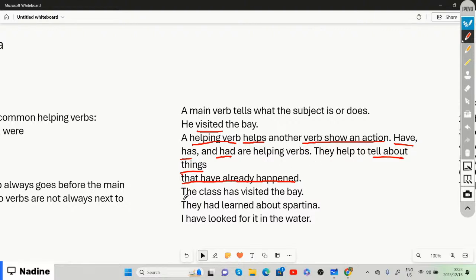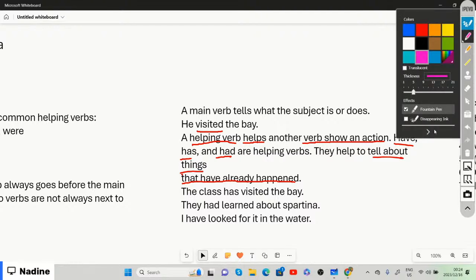For example, the class has visited the bay. So our main verb is visited, and our helping verb is has. So the main verb is visited and our helping verb is has.